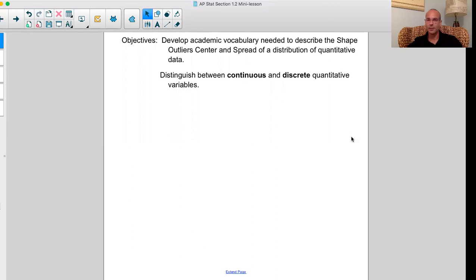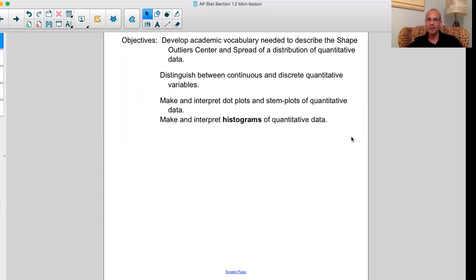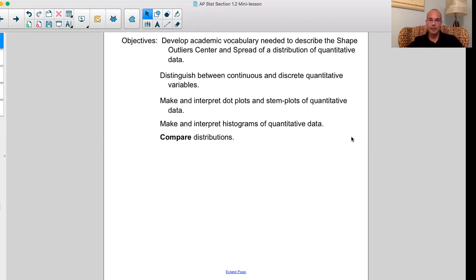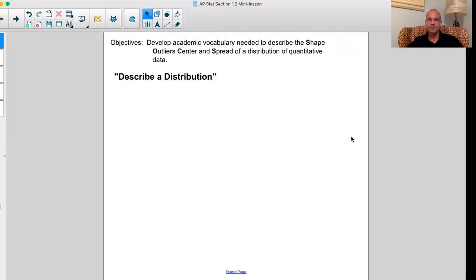So there's two types of quantitative variables. Both are numbers, but there's something different about continuous versus discrete. We're going to make and interpret dot plots, which we've already done, and stem plots. And then we're going to make and interpret histograms of quantitative data also. And then we'll learn to compare distributions.